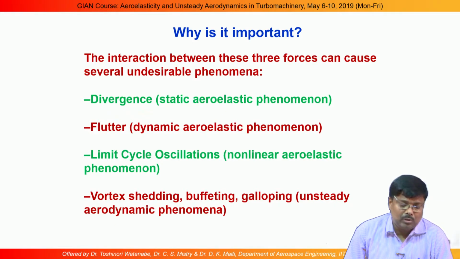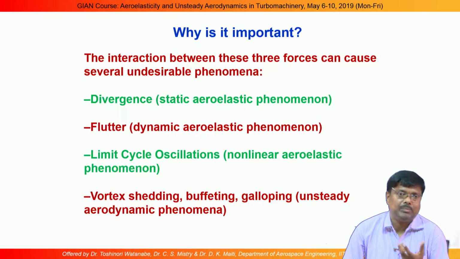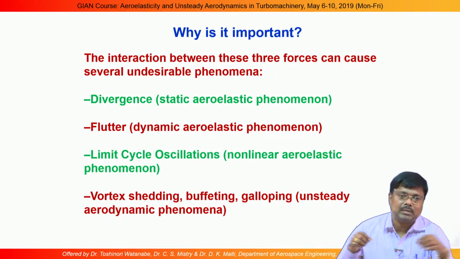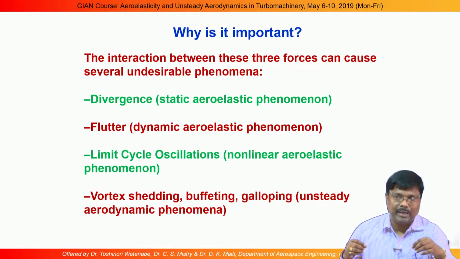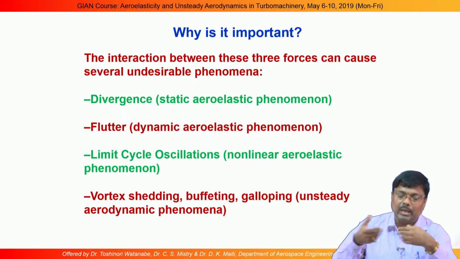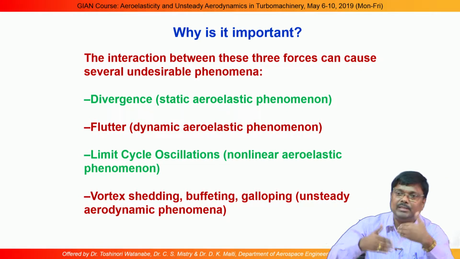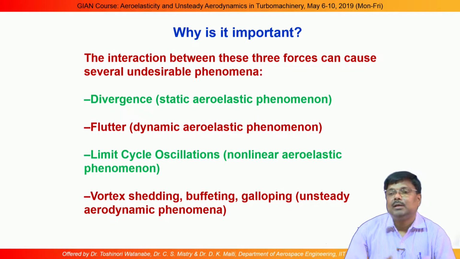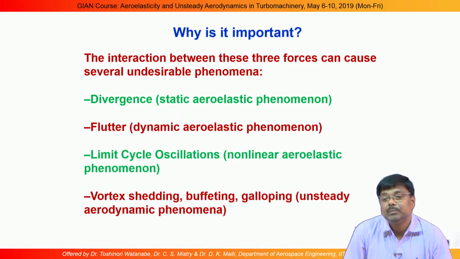Then we have one more: limit cycle oscillation. This is a nonlinear aeroelastic phenomenon. Typically it may happen when there is a free play nonlinearity. When a missile is fitted to the aircraft wing, there is a fitting arrangement we call the pylon. It is fitted with the wing, and that is an interface between the missile and the structure. Between the pylon and the missile, there may be some free play.